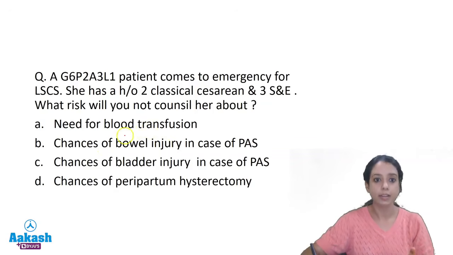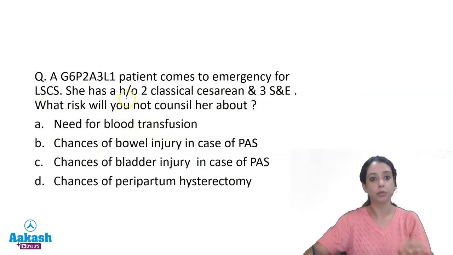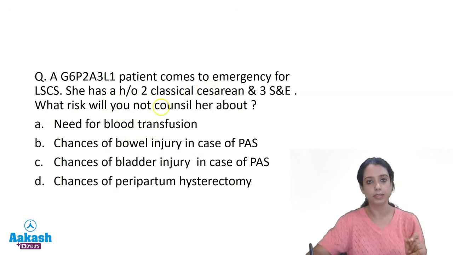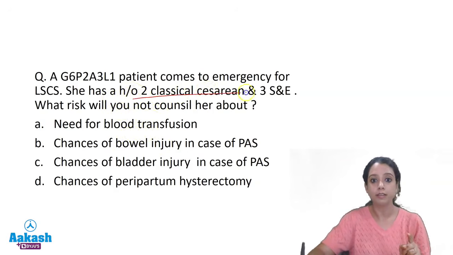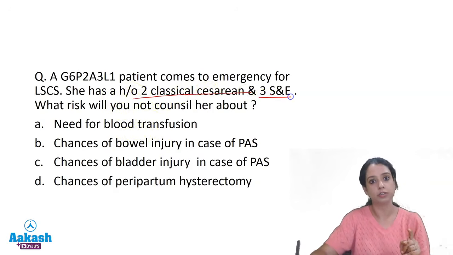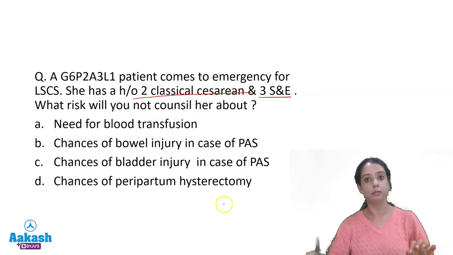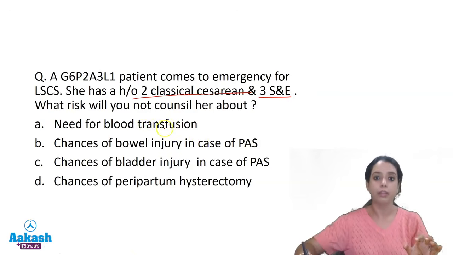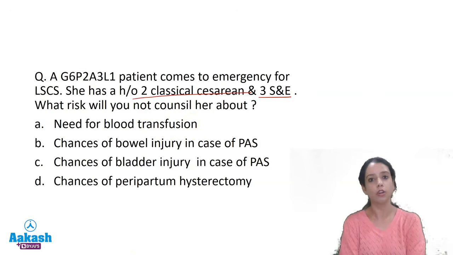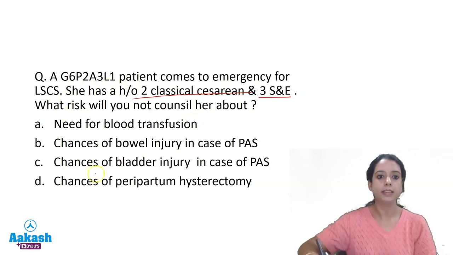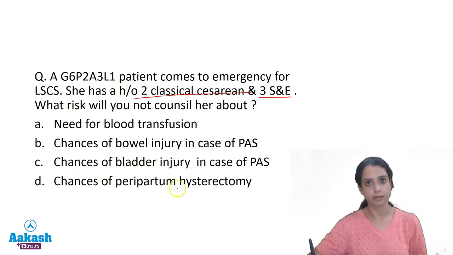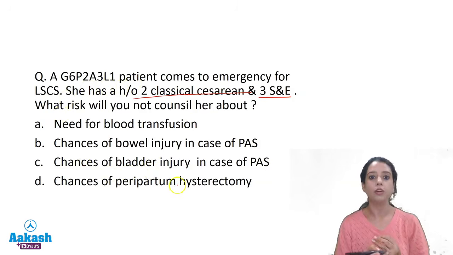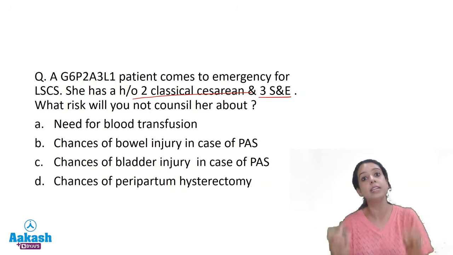Next, Gravida 6, Para 2, A3, Live 1. She has one live baby, comes for emergency LSCS. She has a history of 2 classical cesareans and 3 suction evacuations. What all risk features will we counsel her about? So definitely it's a risky LSCS. She has been operated twice, so she has a lot of risk. As such, A, B, C, D, you will explain all risks to her. But you are asked which of these you will not counsel. It means which of these will be least common.